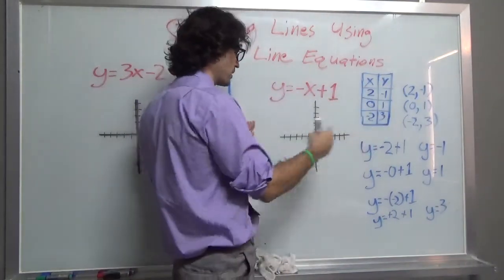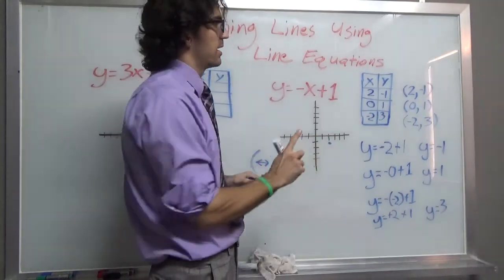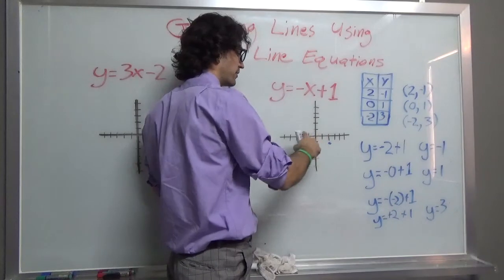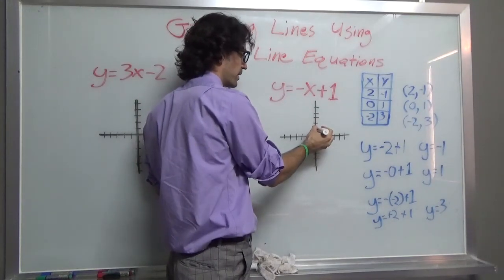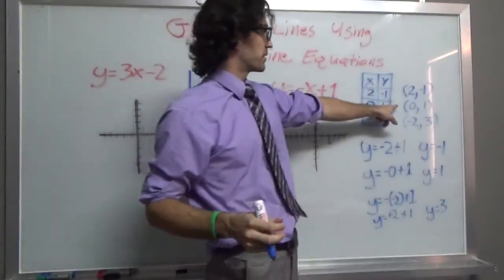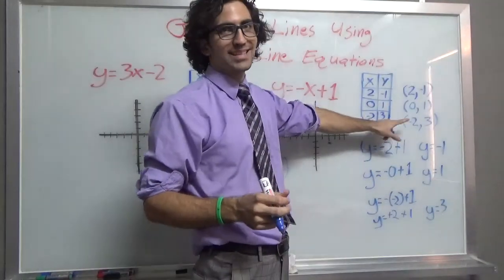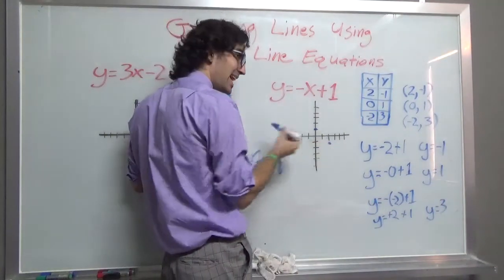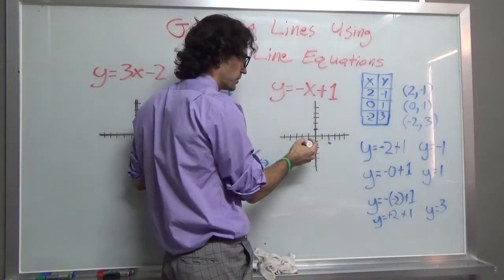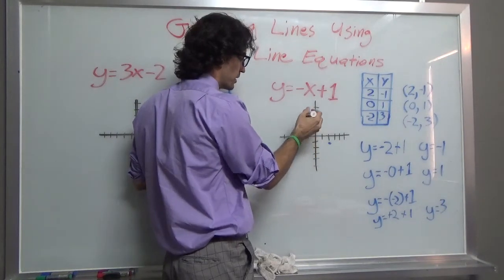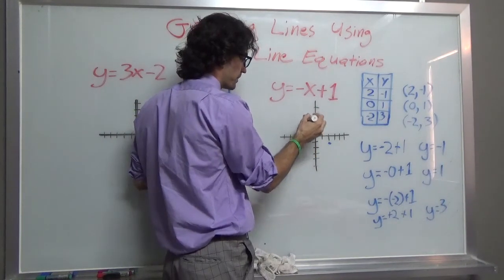So 0 means I don't go left or right at all, and then it's a +1, so I go up 1. So I don't go left or right, I go up 1. So right here is (0, 1). Now our last one is (-2, +3). -2 means I go to the left 2, 1, 2, and then I go up 3, 1, 2, 3.